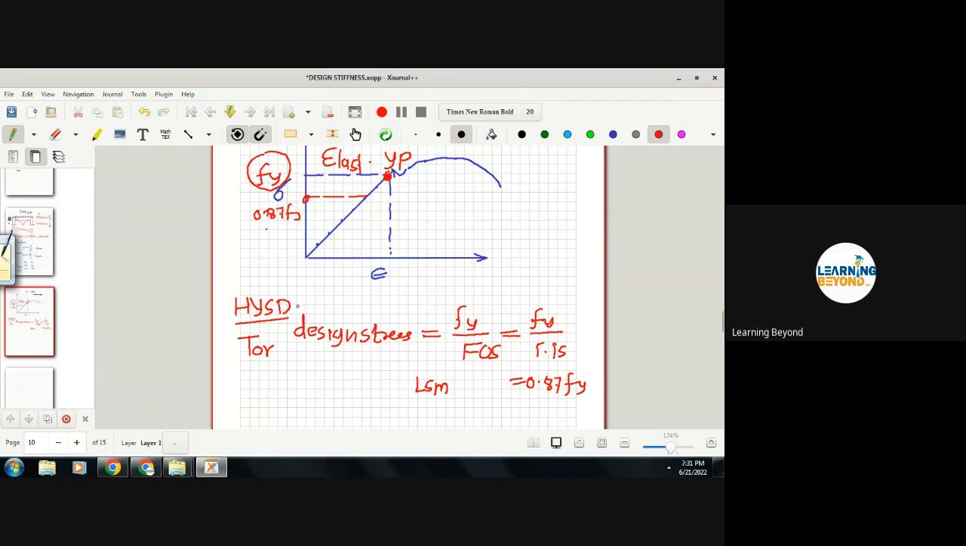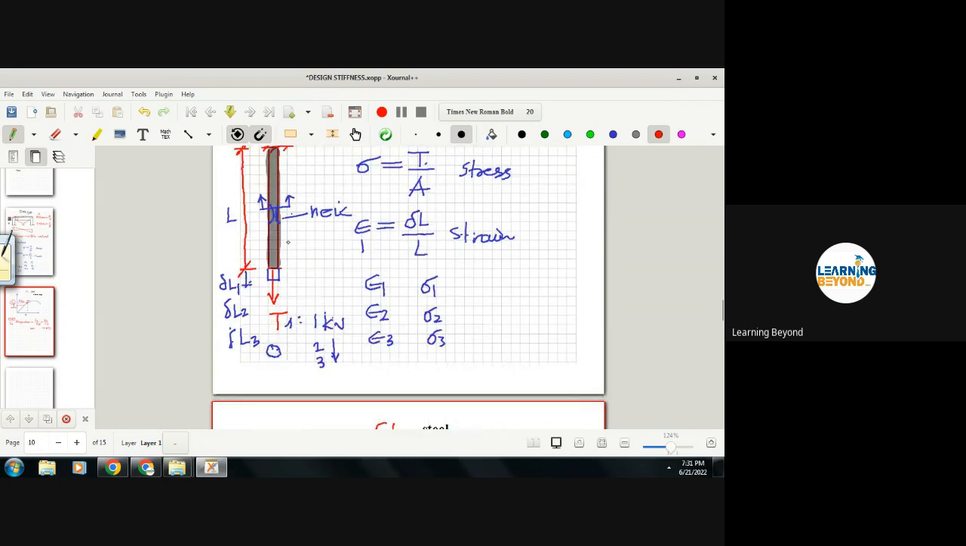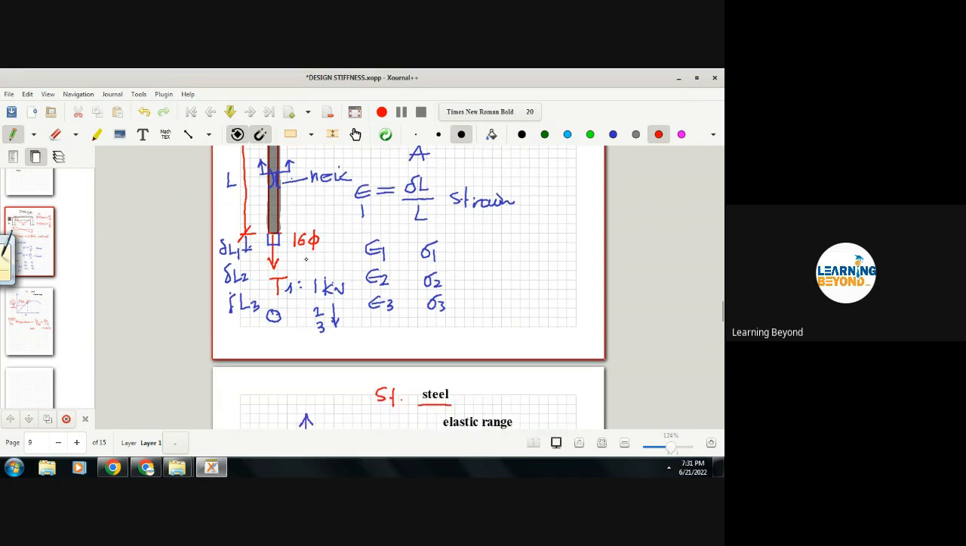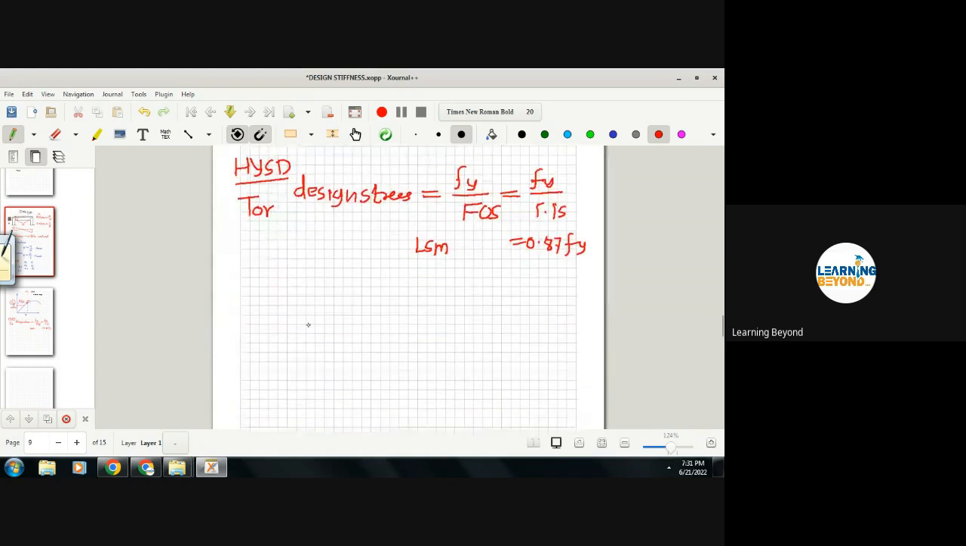Now, if I ask you, let's say the diameter of this bar is 16 mm. If I ask how much tension it can take, the maximum design tension, if you want to check the capacity of this bar, what will be the capacity of this bar? Design capacity. How much tension can it take maximum?